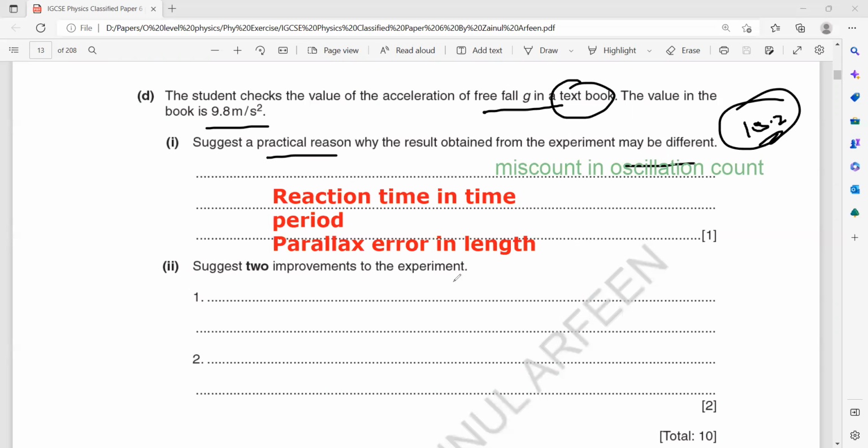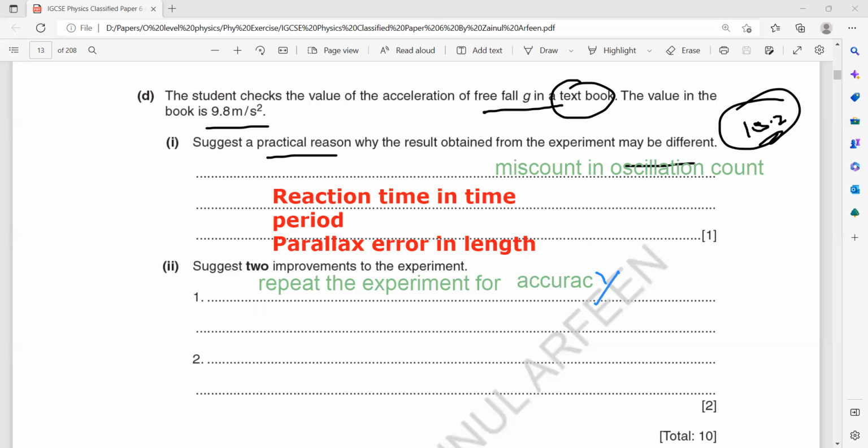Suggest two improvements for this experiment. How can the time period experiment be improved? Whenever you want to improve such an experiment, you should always repeat the experiment, and even increase the number of oscillations, take an average, calculate the mean. Repeat, take average, calculate mean, all count as one. If you mention repeat, take mean, or take average, any of them is considered as 1 point.